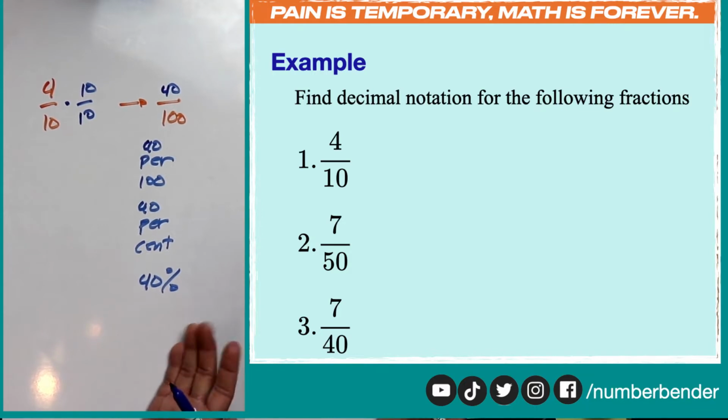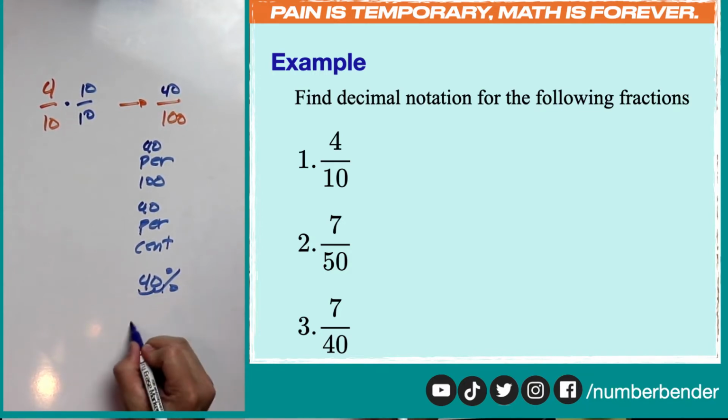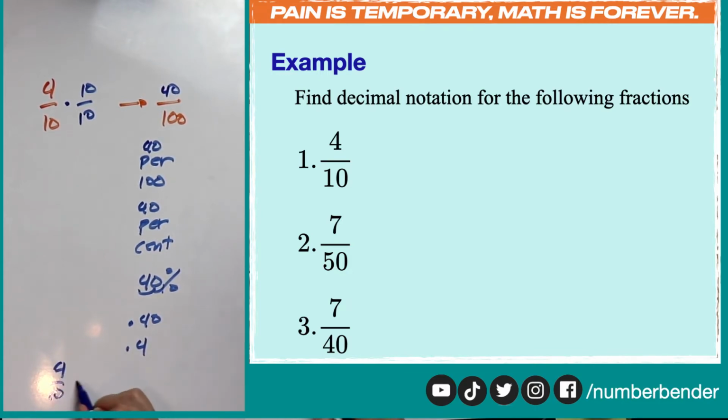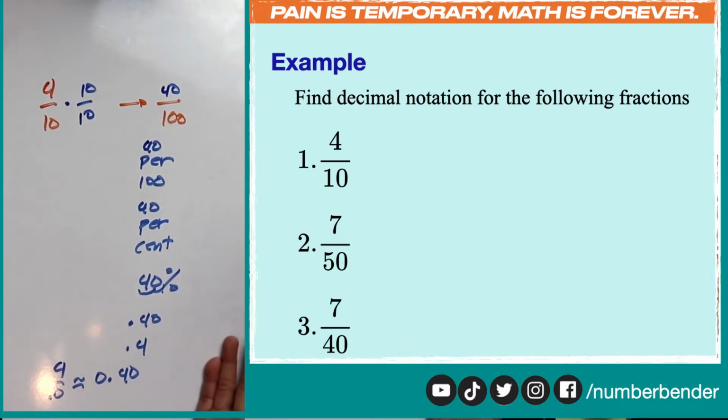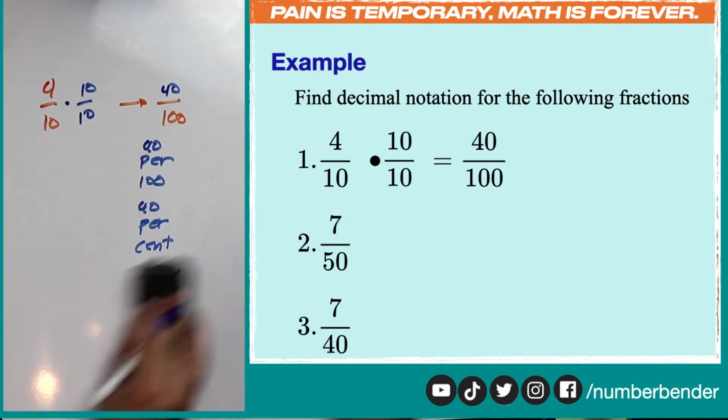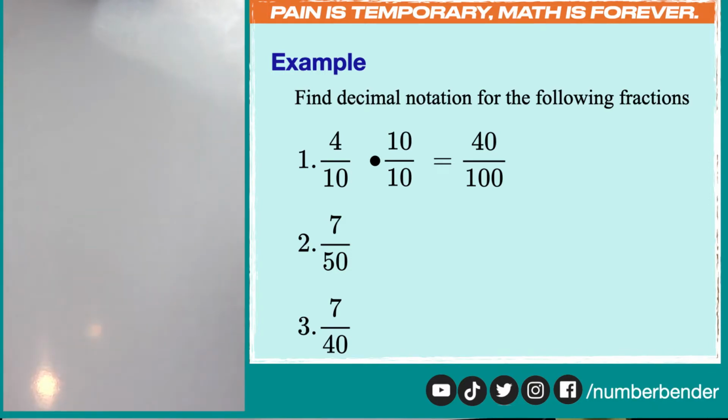And since we have 40%, by changing it to decimal, we have 0.40. Also, we can change it into 0.4. So 4 over 10 is equal to 0.40. And this is how we're able to convert 4 over 10 by multiplying our fraction by 10 over 10, or 40 per 100, or 40%.